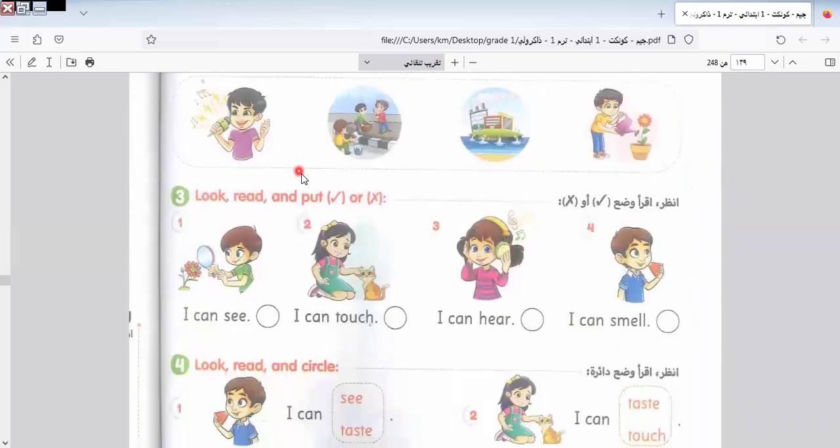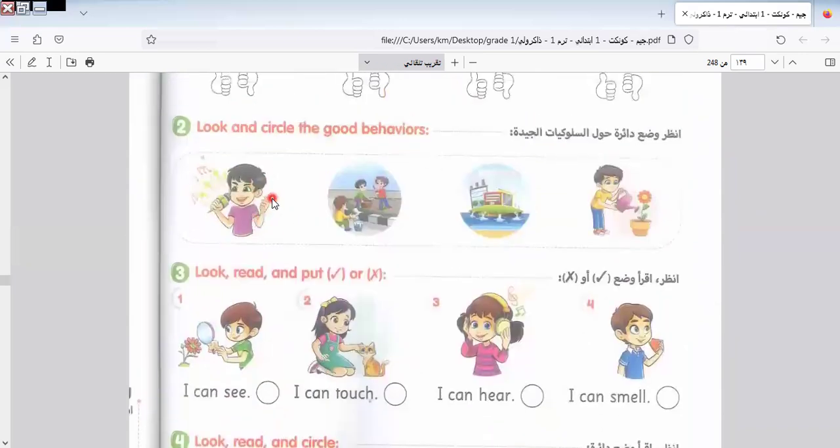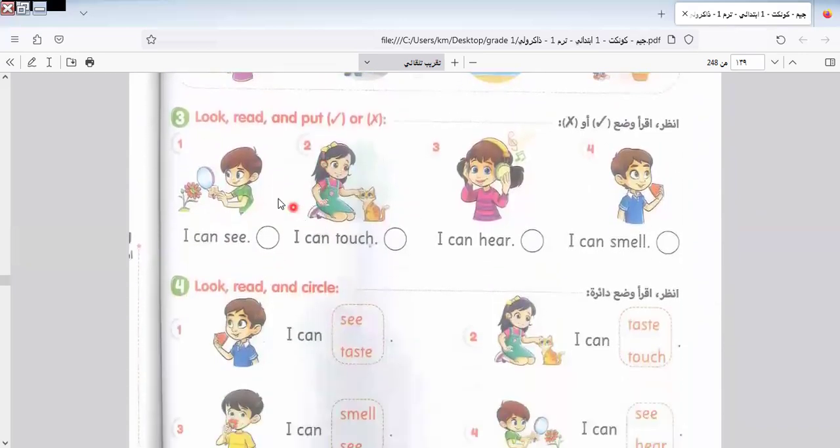Here is look and answer. I will leave this to do by yourself. I answered one question, and I will leave the other one for you to do by yourself. I can see, yes or no? Yes. I can touch, yes. I can hear. We mark right.